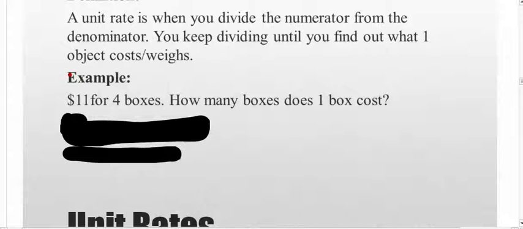So an example would be $11 for 4 boxes. How much does one box cost? So I'm just gonna give you probably 30 seconds to figure this out. So go ahead.